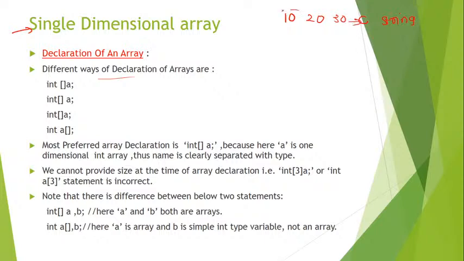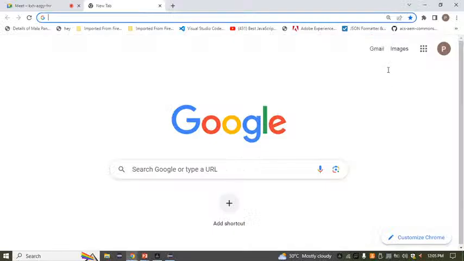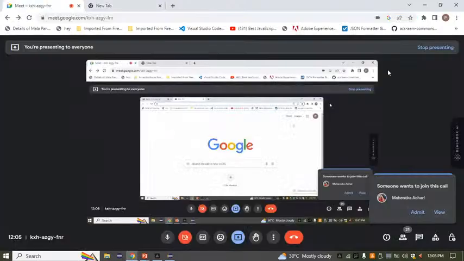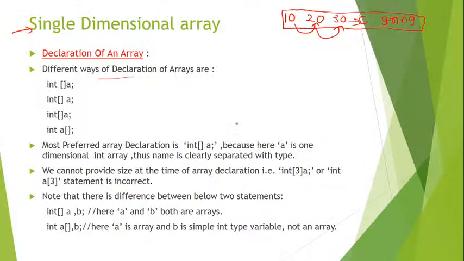So this is the meaning of the array, and all the arrays store elements in continuous memory locations. So if 10 is stored, continuously this 20 is also stored. After that it will store this 30.